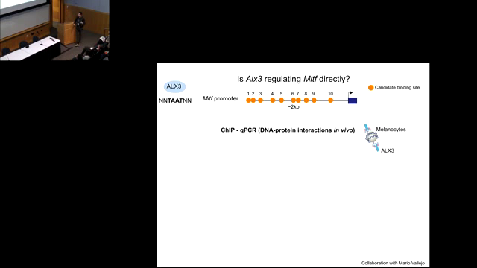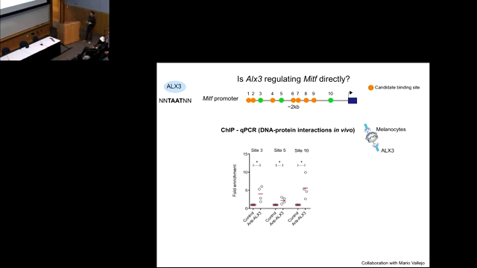So in ChIP qPCR, basically what you do is you immunoprecipitate your melanocytes with an ALX3 antibody, and then you design primers around these regions, and then you ask whether you get a selective amplification of your target or not. And so by doing this, we were able to show that ALX3 indeed is binding to 3 of these sites in vivo, and so the interaction is direct. ALX3 is directly repressing MITF.